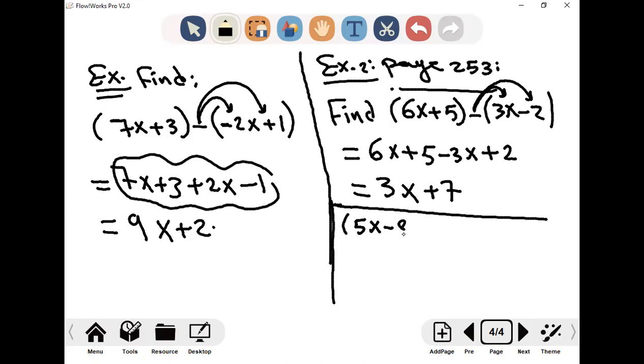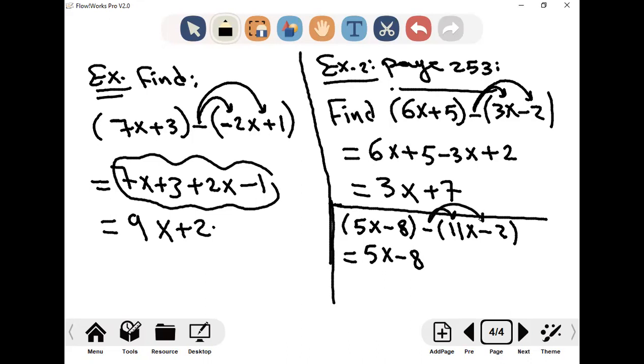5x minus 9, 8 minus 11x minus 2. How do we do it? First, we will distribute the negative. Okay, distribute the negative. What do I write? The negative with the positive will be negative. Write the first parenthesis, I don't need it now. 5x minus 8. Then distribute the negative.